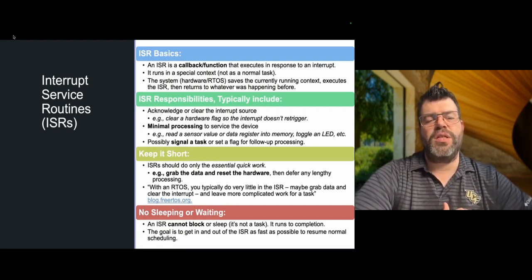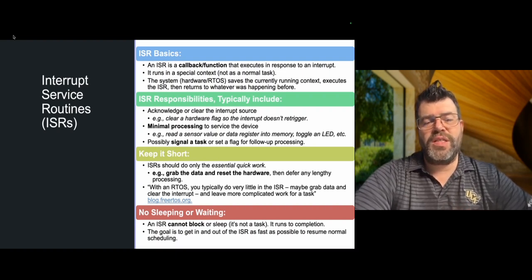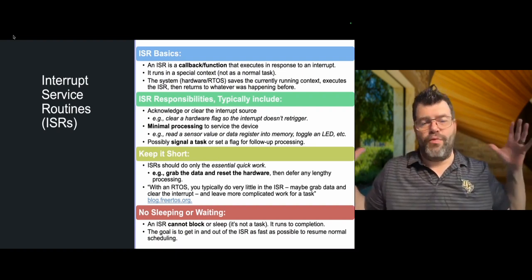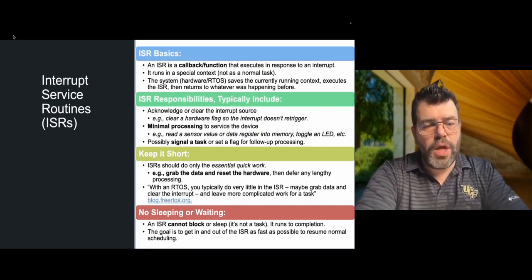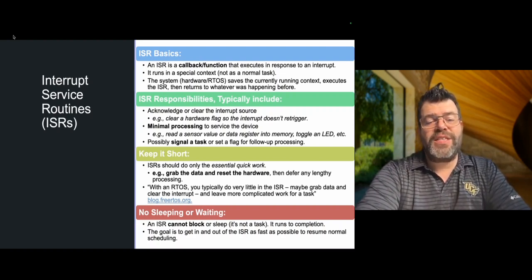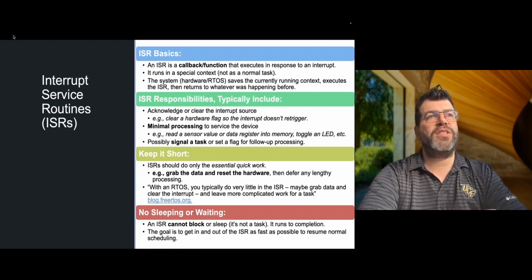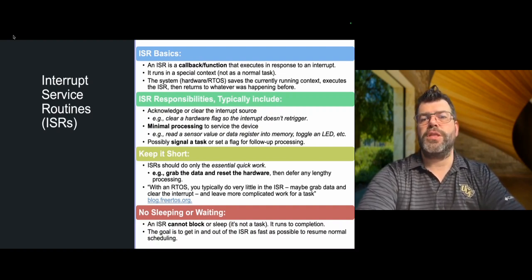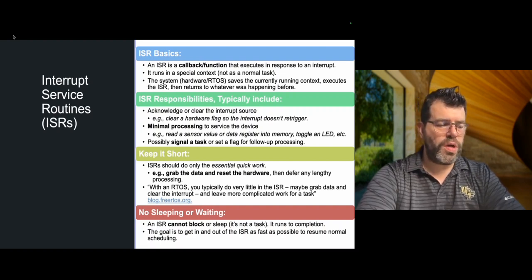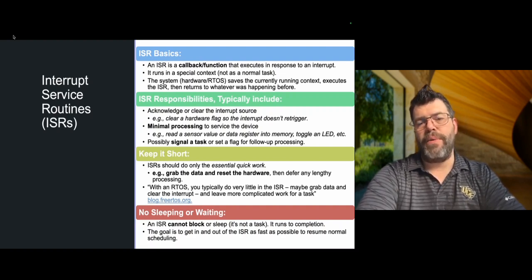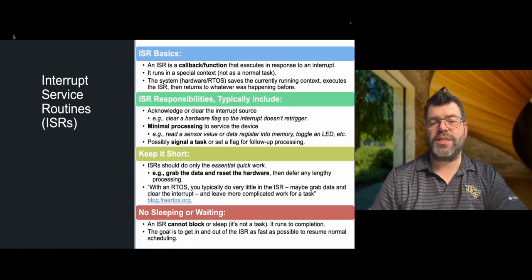Found this on the FreeRTOS blog. With an RTOS, you typically do very little in the ISR. Maybe grab data and clear the interrupt and leave more complicated work for a task. That is really as succinct as we can get it. Some big things here. An ISR cannot block or sleep. It's not a task. It always runs to completion. So the goal is to get in, get out as fast as possible and resume scheduling. So ISRs are little helper functions, right, that do critical work quickly and punt everything else to other tasks.